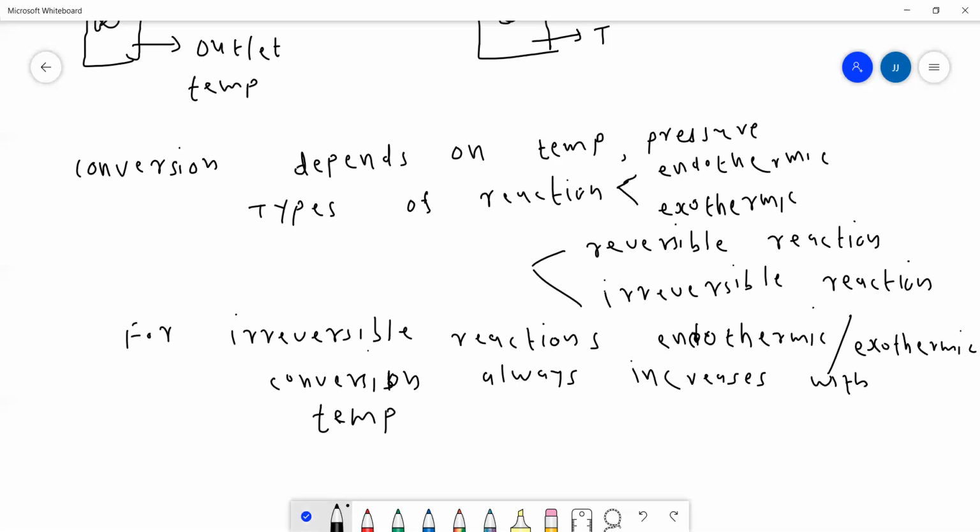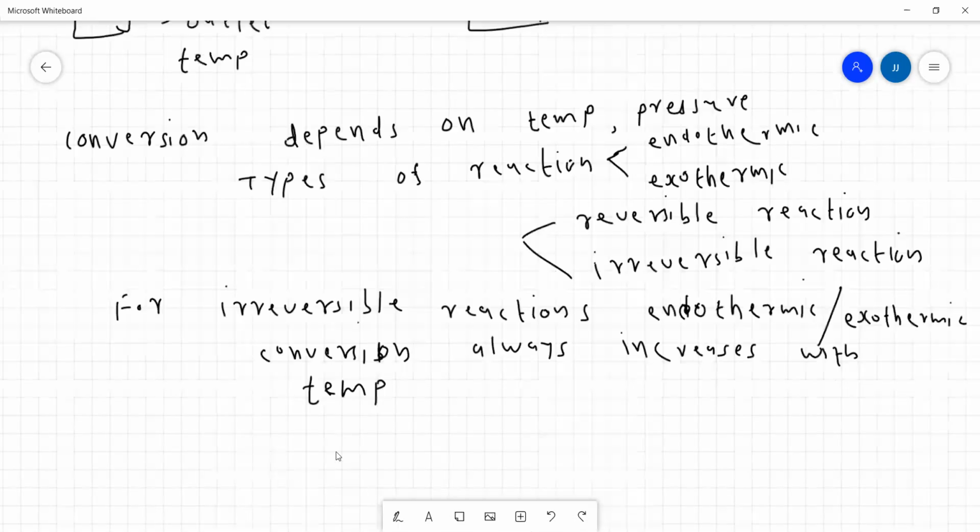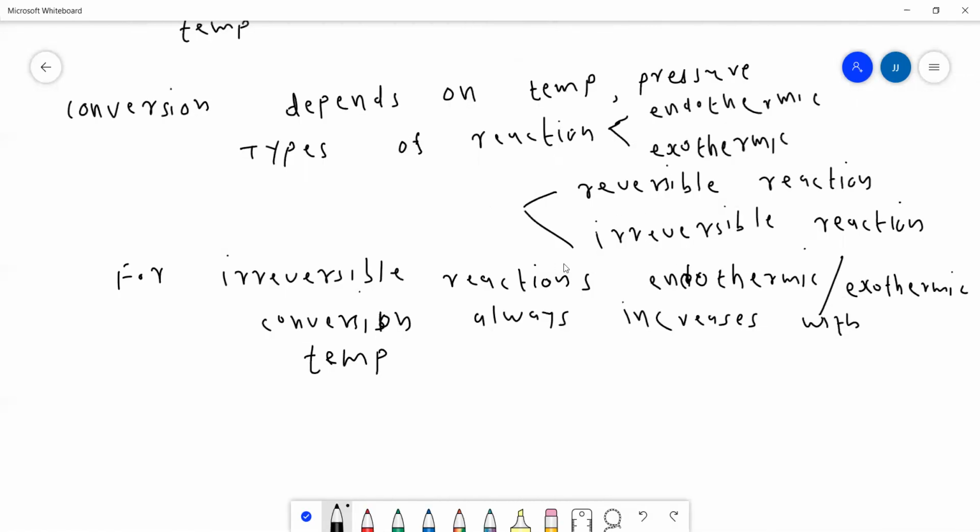Now, especially for a reversible reaction, we will have a concept of equilibrium conversion depending upon the equilibrium condition. And we know that for the irreversible reaction, there is only one-sided reaction, that is A gives B. There will never be B gives A. Only one side of reaction.